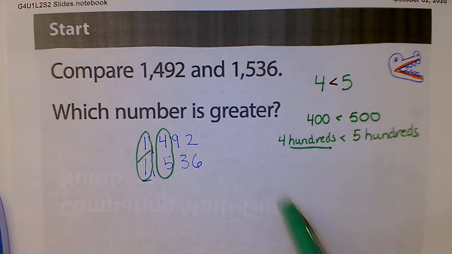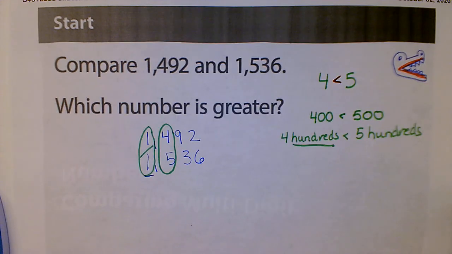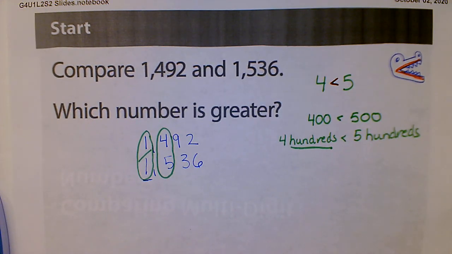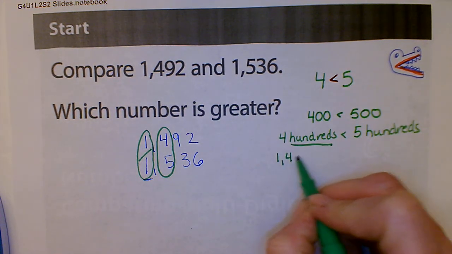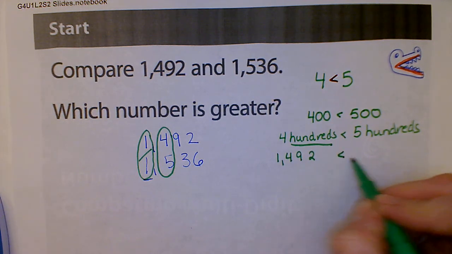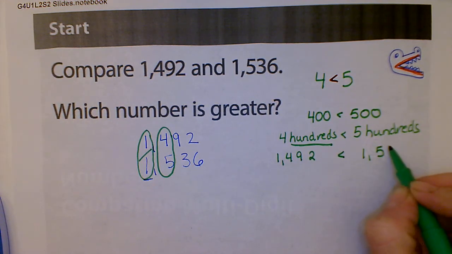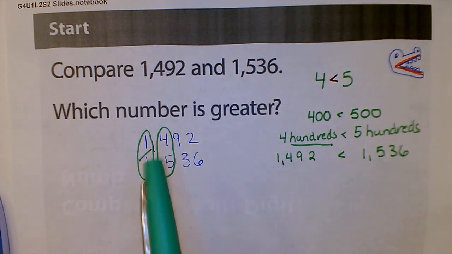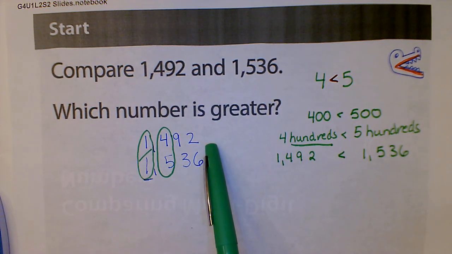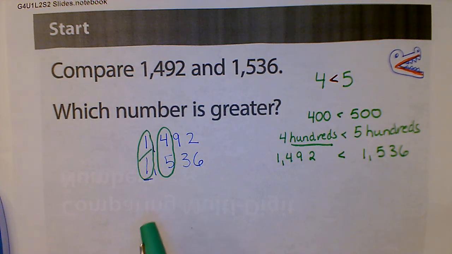Now, the final step for this part of this would be to go ahead and show that you know how the two numbers compare. So I'm going to go ahead and write those. So I have my 1,492, and that is less than 1,536. All right, so again, what we do first is we stack them. We line them up carefully while we're stacking, and then we always start with the digits, the place value that is the largest.